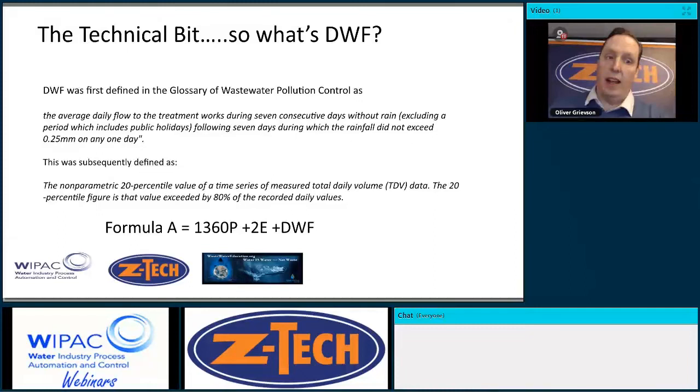So you can understand in the past why people really struggled with the dry weather flow concept. You weren't allowed public holidays, you had to have 7 consecutive days without rainfall, 7 days without this, without that. How did you actually define dry weather flow? And that's back from the 1970s.